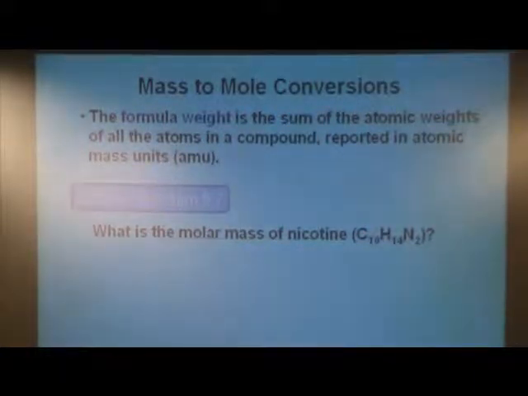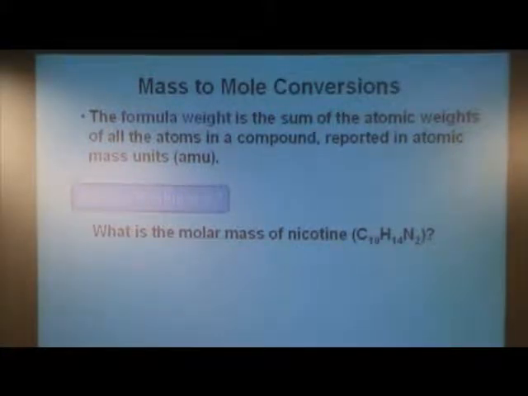Grams. We can do grams in our house. We can do grams in the chemistry lab. It's easy. So expressing weight in grams is said to be molar mass. So here is the question. What is the molar mass of nicotine? And the formula of nicotine is given to you.